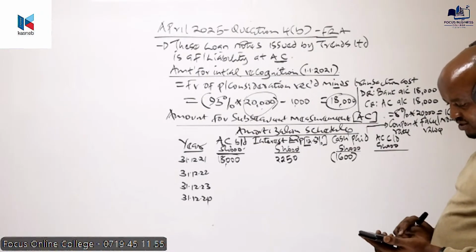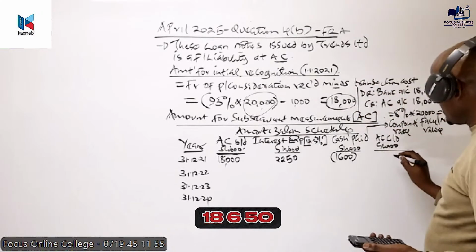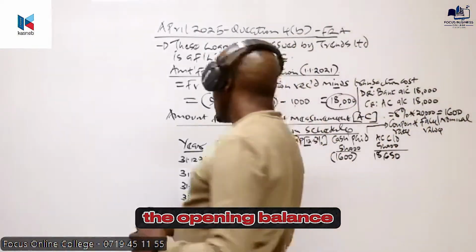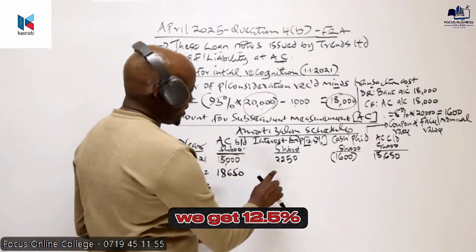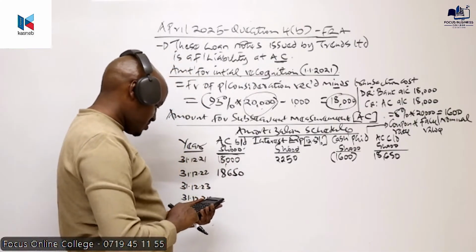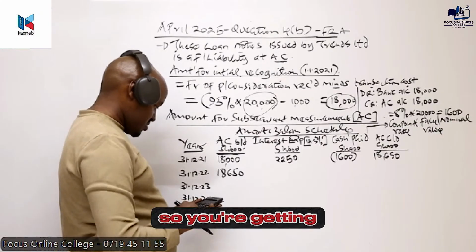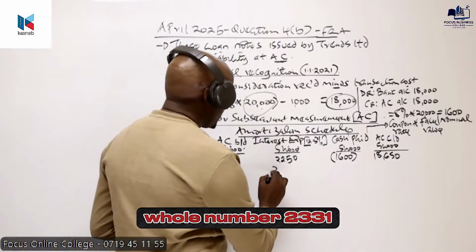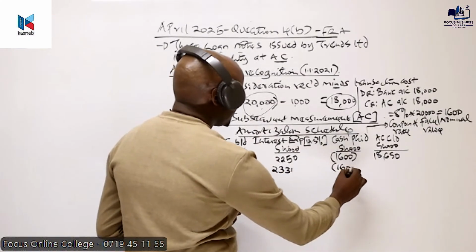So what do we get? We're getting 18,650. Yes. So that now would be the opening balance here. 18,650, we get 12.5% of that. So you're getting, to the nearest whole number, 2331. The cash paid remains the same.